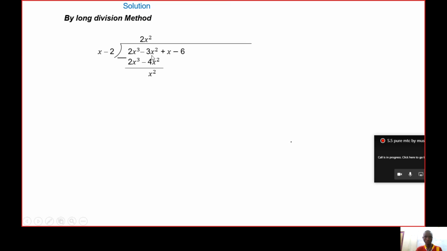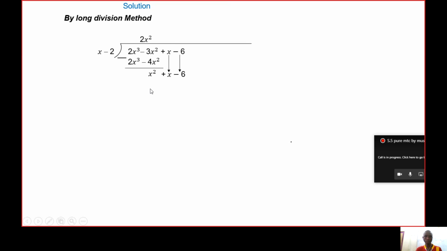Okay? So when I subtract this, I get nothing. When I subtract this minus this, I get this. But now, there are also these terms here which are left, which is positive x and negative 6. So what do we do? Lower them. When they come down, they join this x squared so that it becomes x squared plus x minus 6. So you bring them down.